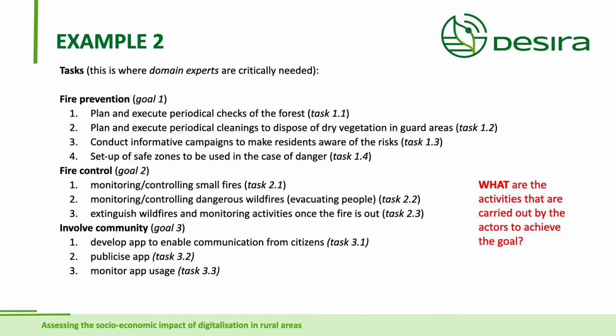At this point, we can start identifying the tasks associated to the goals. To identify tasks, you should ask, what are the activities that are carried out by the actors to achieve the goal? In this case, we start with the first goal, which is fire prevention. The tasks that help to achieve this goal are plan and execute periodical checks of the forest, plan and execute periodical cleanings, conduct informative campaigns, and set up safe zones. Then we have another goal, that is fire control, that will have associated tasks, and similarly for involve community.